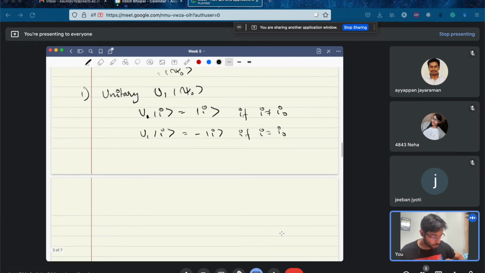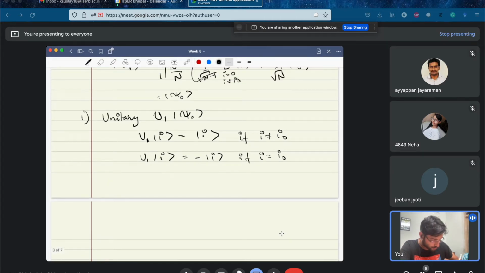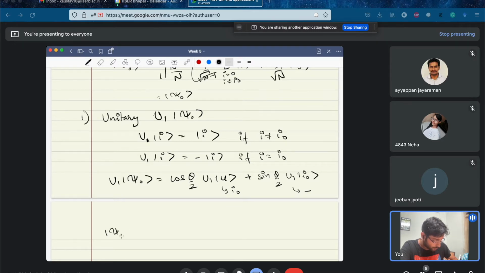Now what this will essentially do to your state: when you act on psi naught, you have cos theta by 2 U1 on u, and this does not contain the i naught state, remember, plus sine theta by 2 U1 on i naught. This is essentially your i naught state, which means it will reverse the sign to minus. So you end up getting a psi 1 state, which is nothing but cos theta by 2 u minus sine theta by 2 i naught.